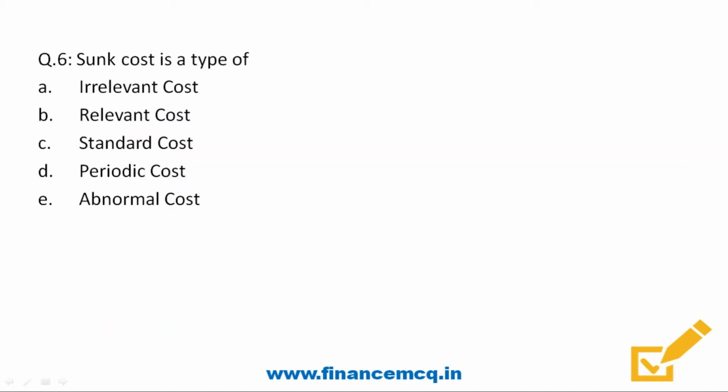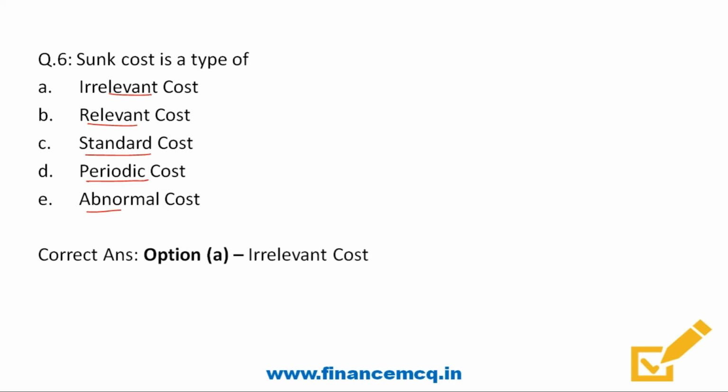Moving on, sunk cost is a type of irrelevant cost, relevant cost, standard cost, periodic cost, and abnormal cost. So friends, remember that sunk cost is a type of option A, irrelevant cost. So friends, sunk cost, also known as past cost, is a cost which is already incurred and cannot be recovered, like example payment of rent, purchase of fixed assets, and are considered irrelevant to current and future budgetary decisions.